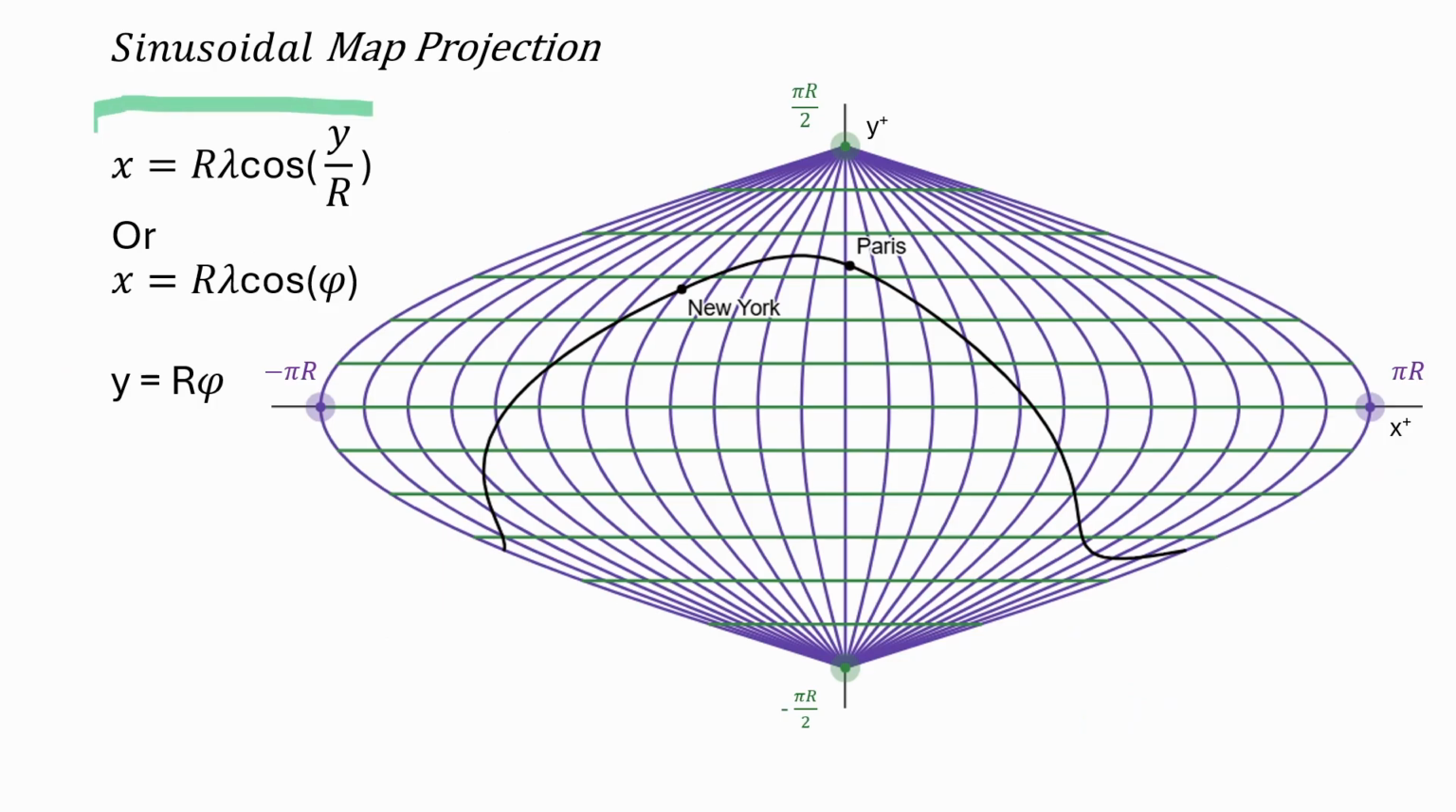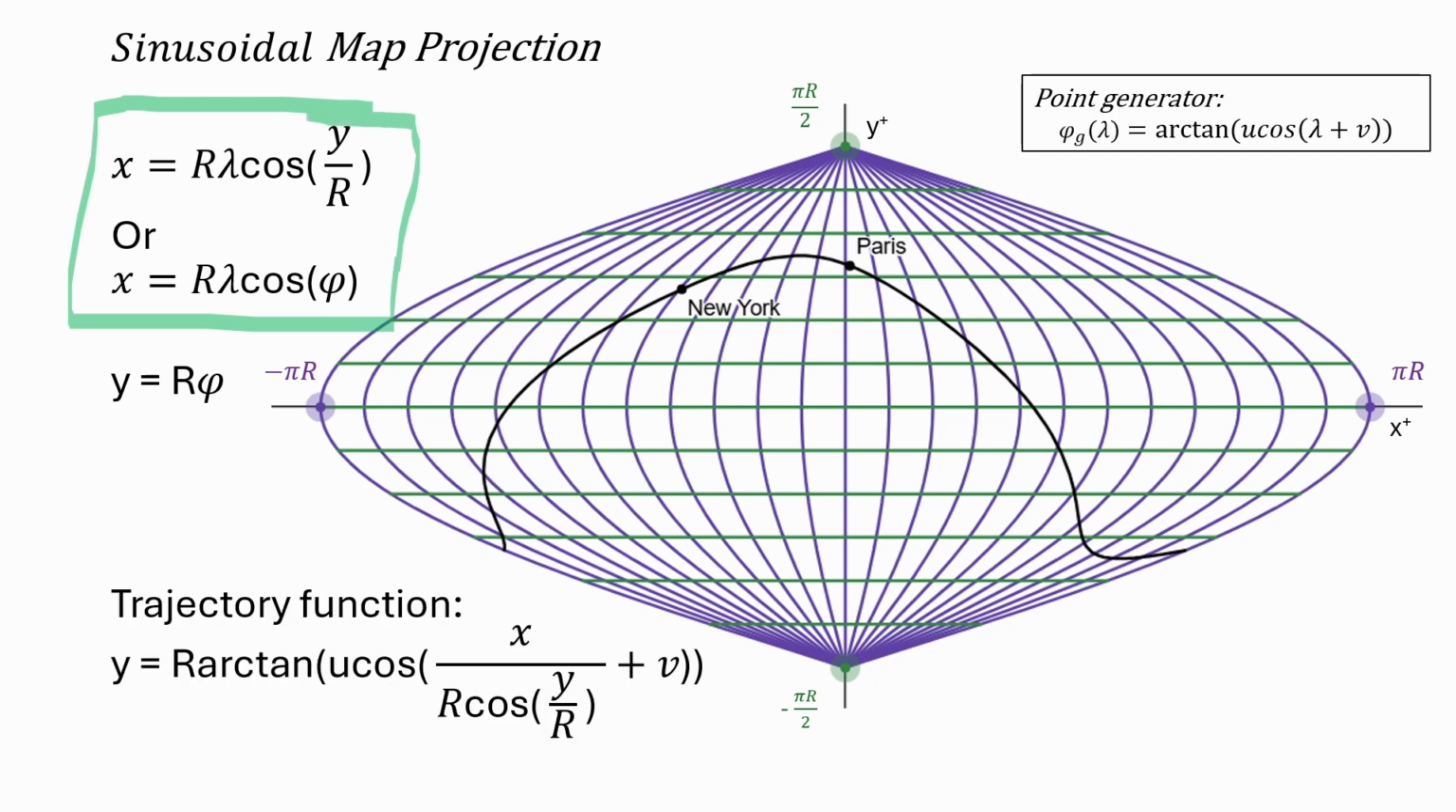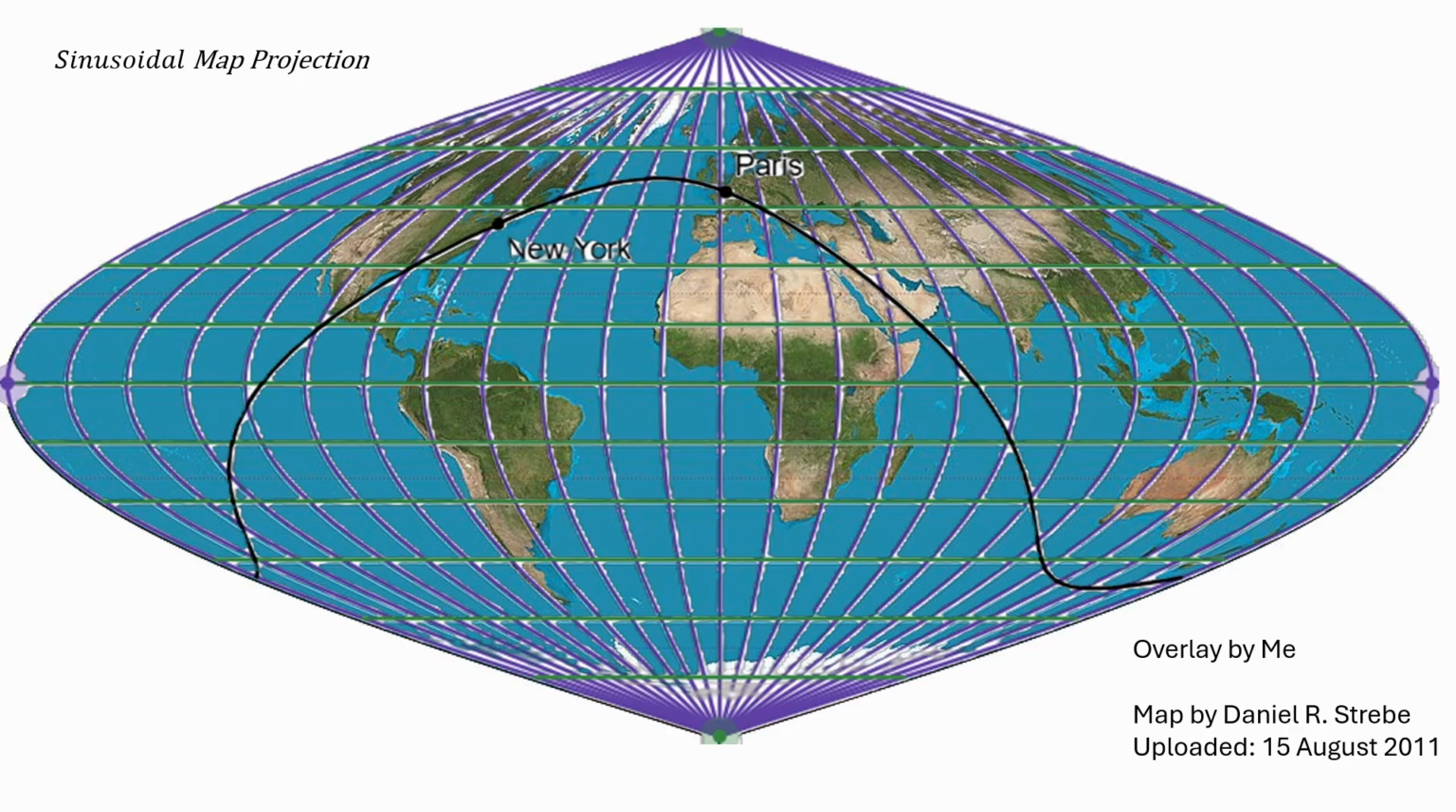This is the formula for the sinusoidal map projection, and the trajectory for it is a mess because it is implicit. We have y here and we have y here. And this is what the trajectory looks like.